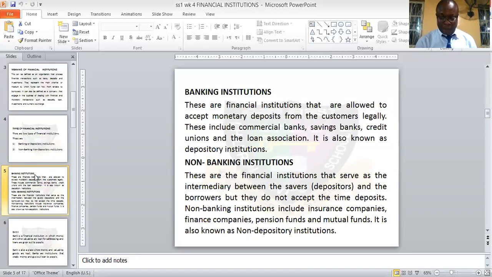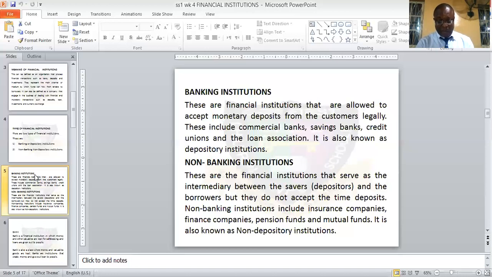Let us look at non-banking. These are financial institutions that serve as the intermediary between the savers, who are the depositors, and the borrowers. But they do not accept time deposits. They don't accept time deposits. They don't accept deposits from the customers in this non-banking category.